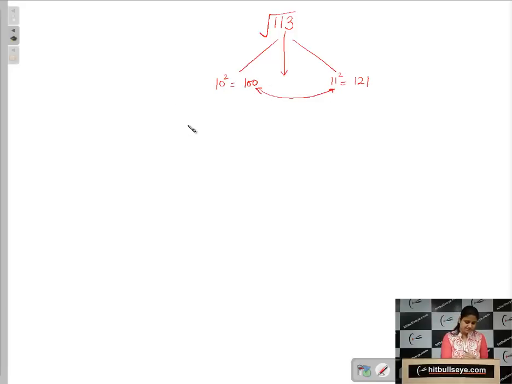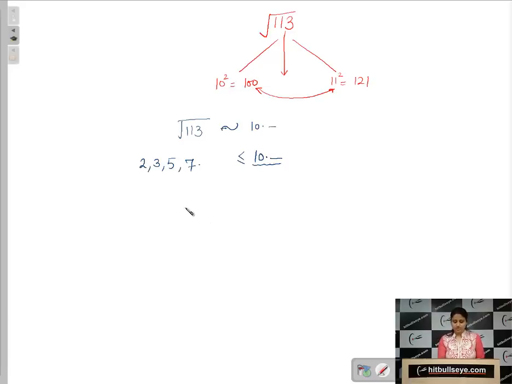So its square root will be 10 point something, because 113 is lying between 100 and 121. That's why its square root will be 10 point something. So we will check all the primes less than or equal to 10 point something, and we'll check the divisibility of 113 by these primes. For example, the primes less than or equal to 10 point something are 2, 3, 5 and 7. So we will check whether 113 is divisible by these 4 prime numbers or not. If 113 is divisible by any of these primes, definitely the number will not be a prime number.